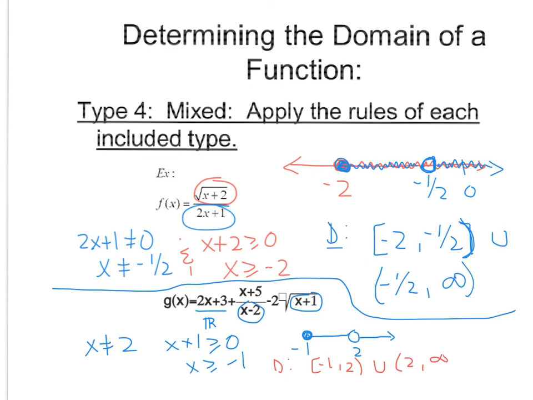If you look at the graph of that, I think you're going to find that it kind of just starts at the point negative 1, has an asymptote at 2, and then goes on infinitely from there. You might want to check that out. And that is it for mixed domain.